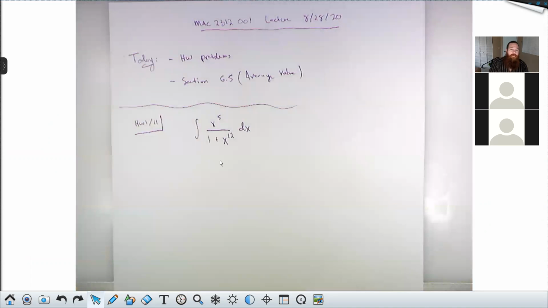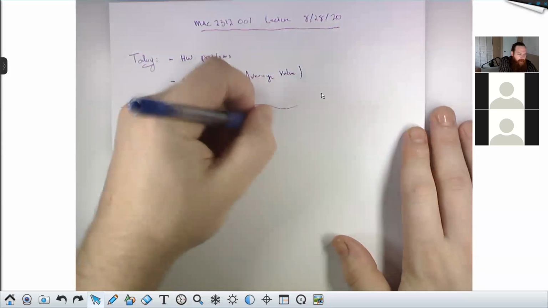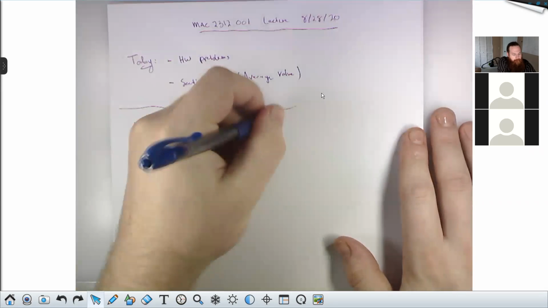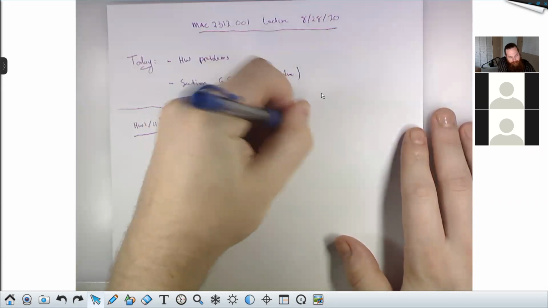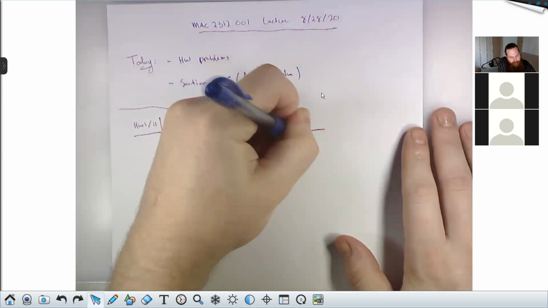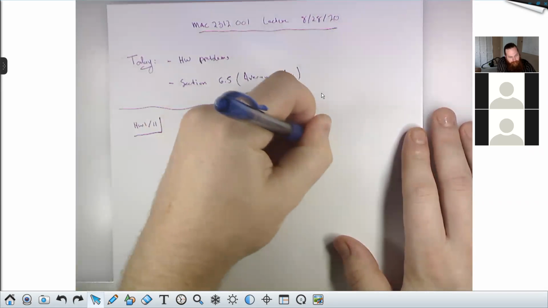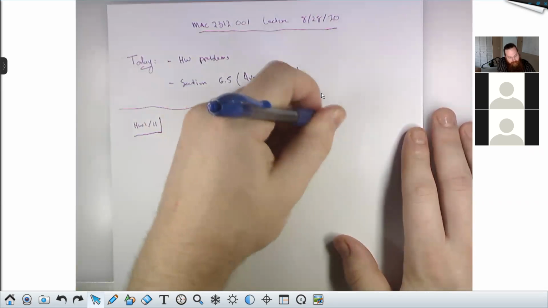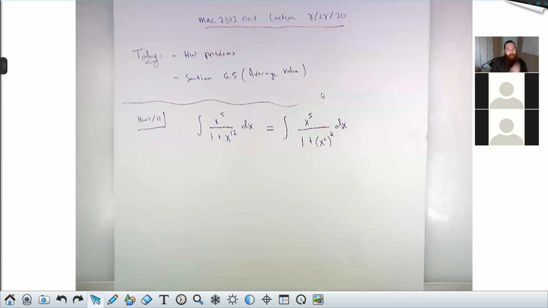Does anybody have any ideas as to how we could get started with this? Does this remind anybody of anything? I think, can we rewrite the x to the 12th as x to the 6th squared? Good, yeah, that's the magic here. This kind of looks like the arctan integral. And the x to the 5 upstairs is exactly what you would need to group with the dx in order to substitute u equals x to the 6.